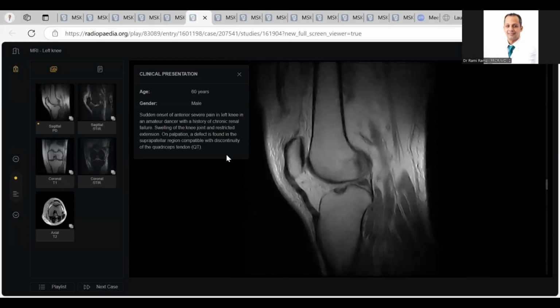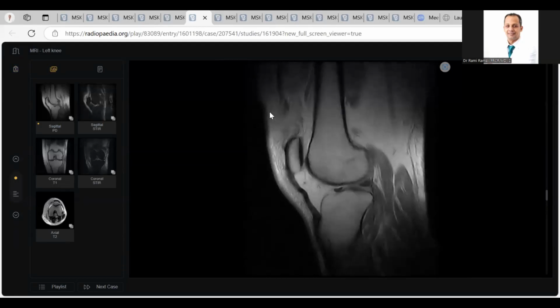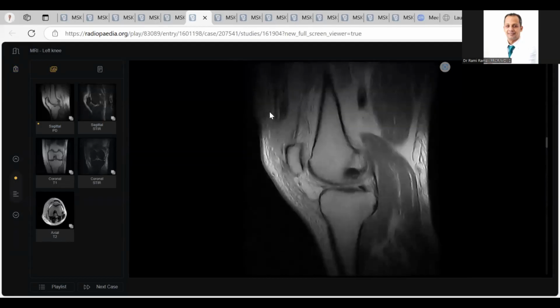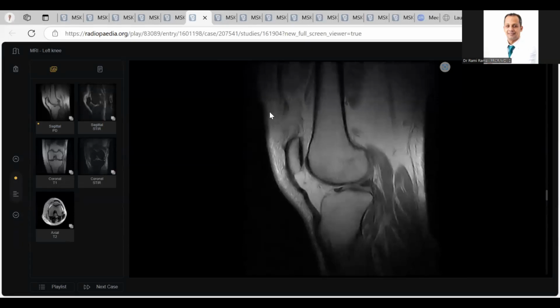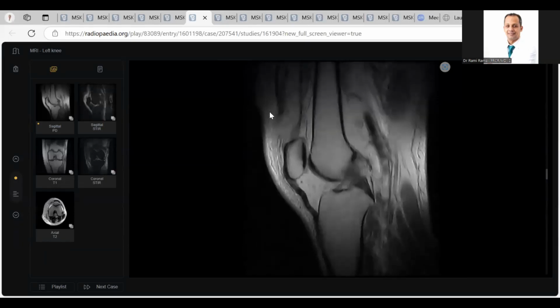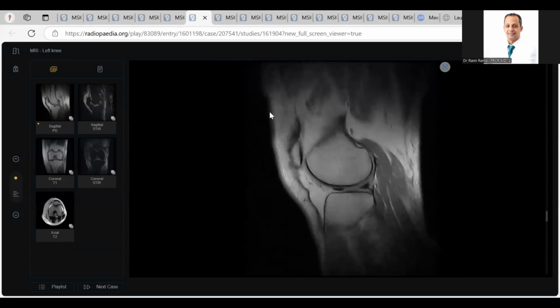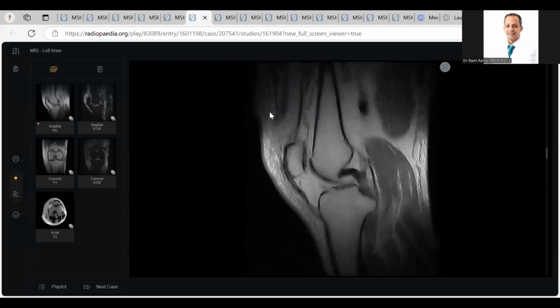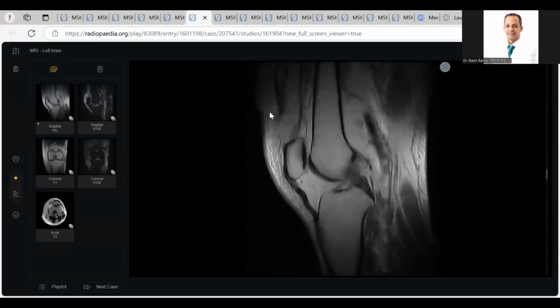Okay, Dr. Amiga, we have time. Yeah, we still have 2 minutes. Okay, a 16-year-old male patient without trauma suddenly has a severe knee pain, and this is the MRI done for him. There is no history of trauma.